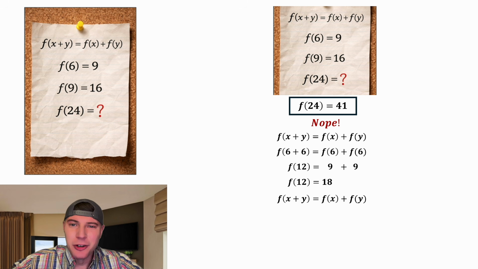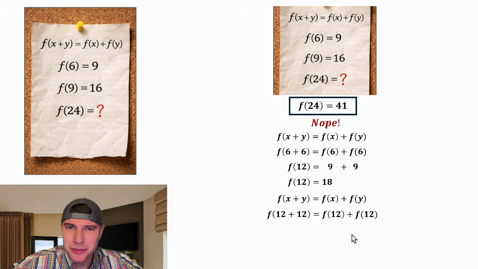And now we can start over again. f(x + y) is equal to f(x) + f(y). And this time, for both the f(x) and the f(y), let's plug in f(12). That'll end up being equal to f(12 + 12), which is f(24). f(12) we just found out is equal to 18, and then we're going to add to that this f(12), which is also going to be 18. 18 + 18 is equal to 36, so we have f(24) = 36.